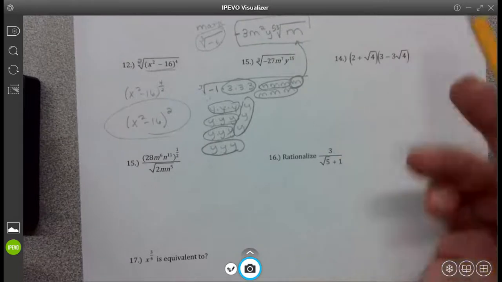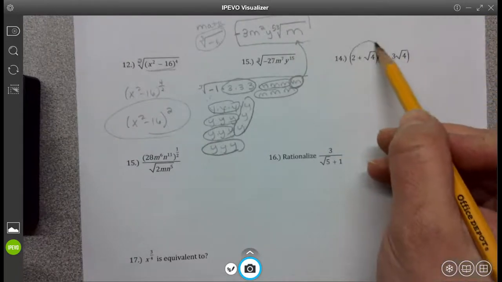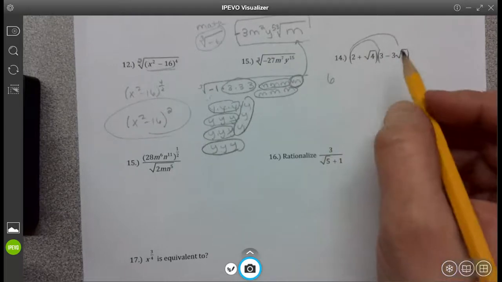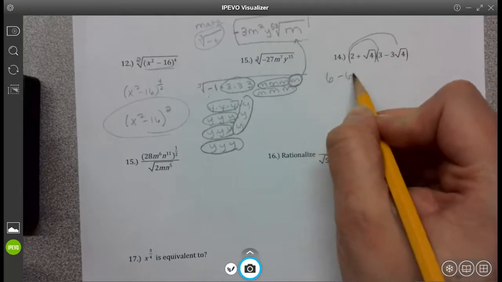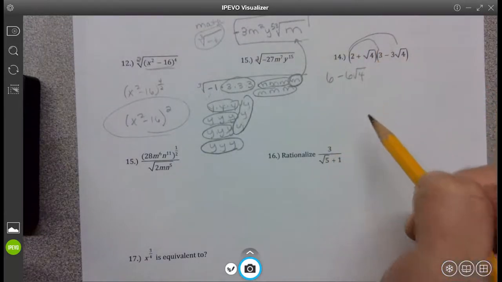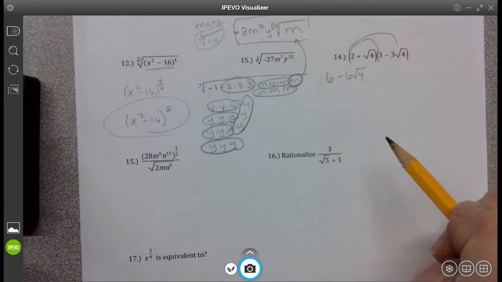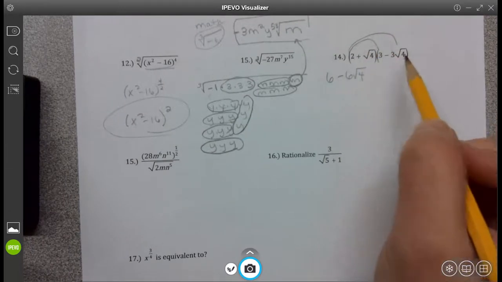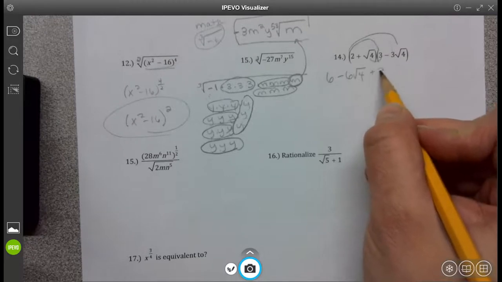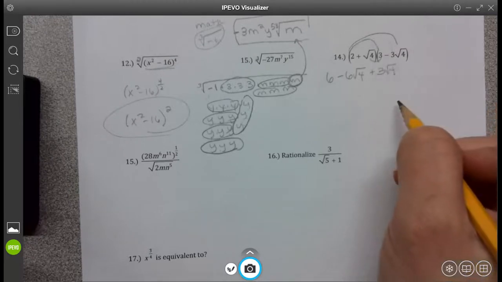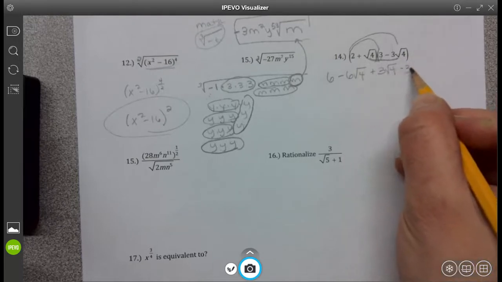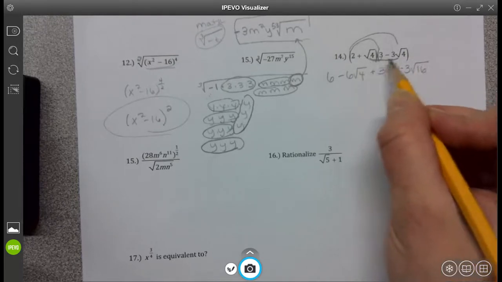And the next one, you're foiling. You have 2 terms and 2 terms. 2 times 3 is 6. 2 times -3 root 4 is -6 root 4. The whole numbers go with the whole numbers. A radical goes with a radical. 2 times 3. And then 3 times root 4 is 3 root 4. And root 4 times -3 root 4 is -3 root 16. The numbers inside go together.